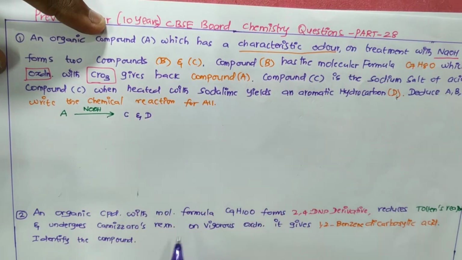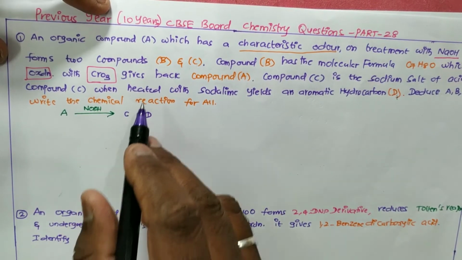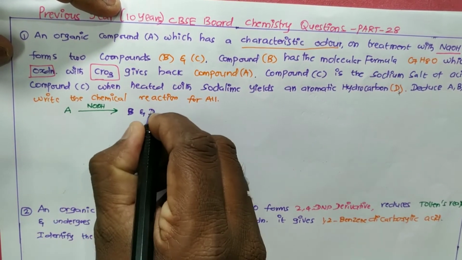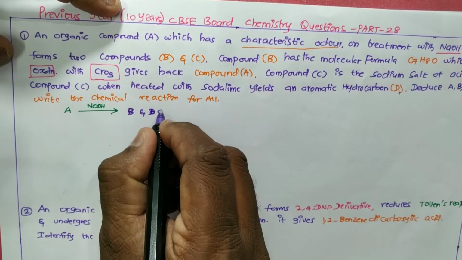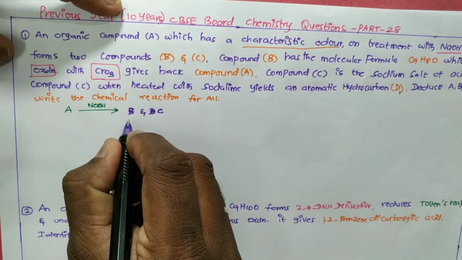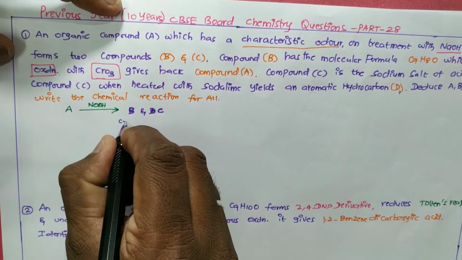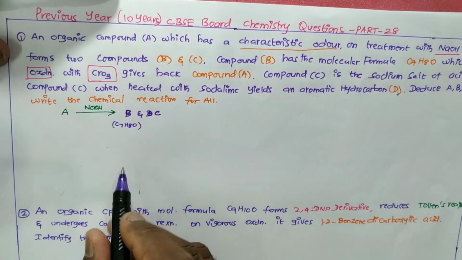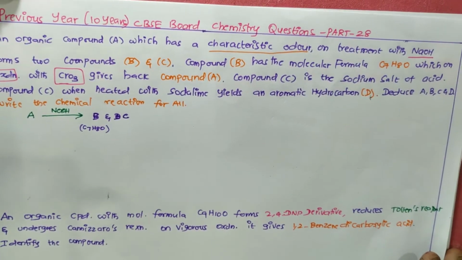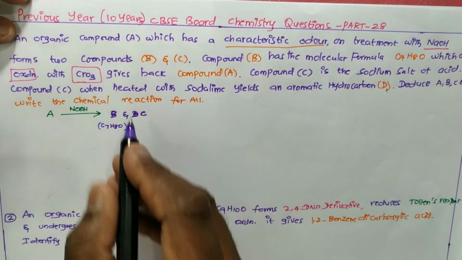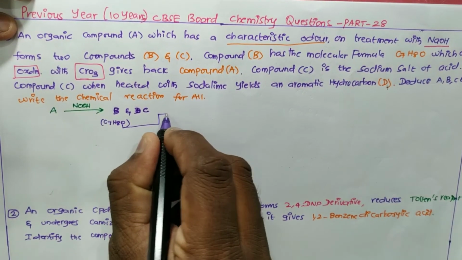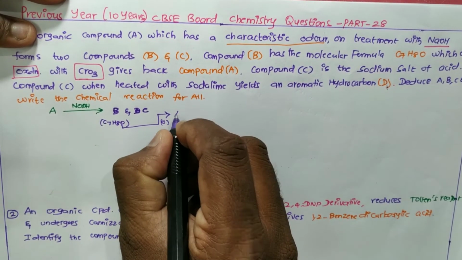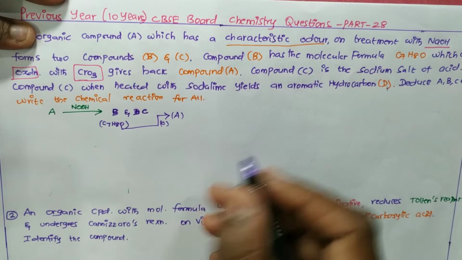Are you able to understand, students? Compound B has a molecular formula that is given, C7H8O. Compound C we don't know. Compound B, on oxidation, gives back compound A.